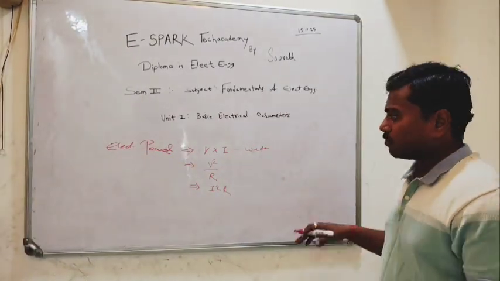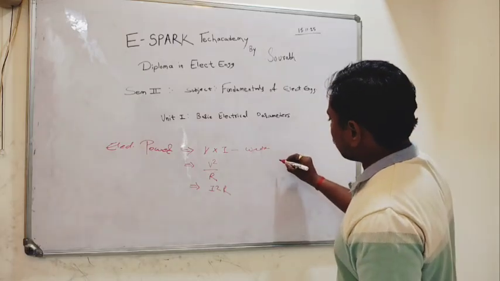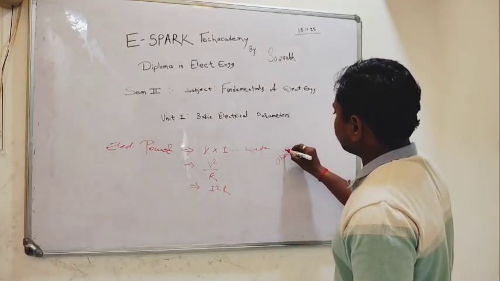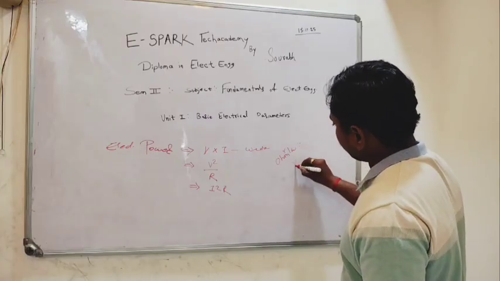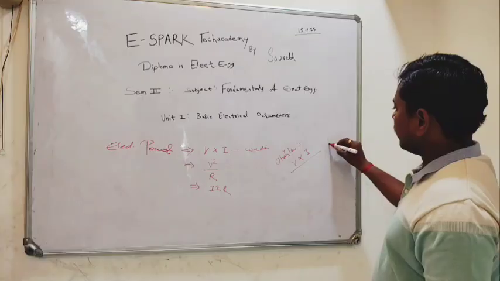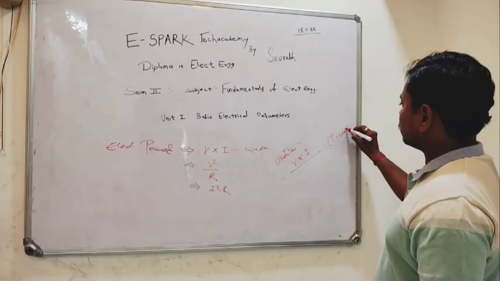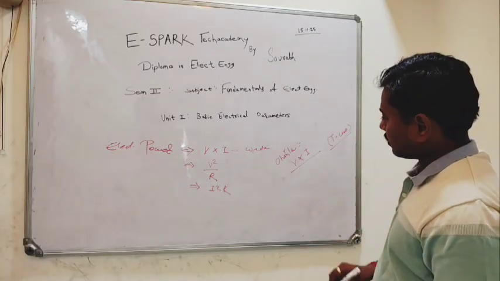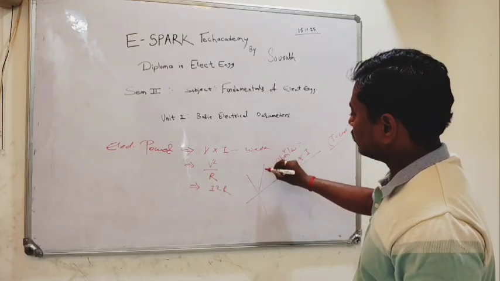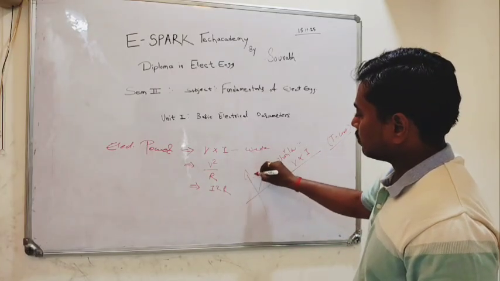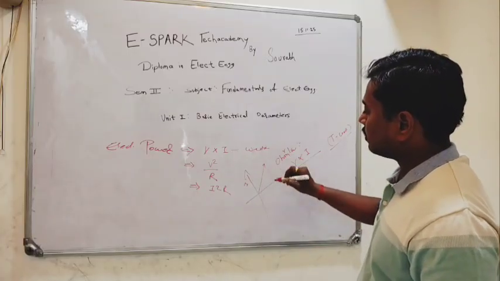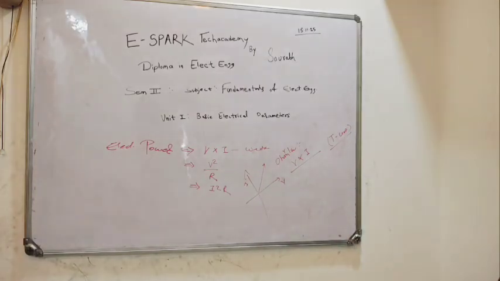In physics you have already gone through Ohm's law. Ohm's law says voltage is proportional to I when temperature is constant. That's why the graph comes out this way. As you apply voltage, the current will increase in this manner in Ohm's law.